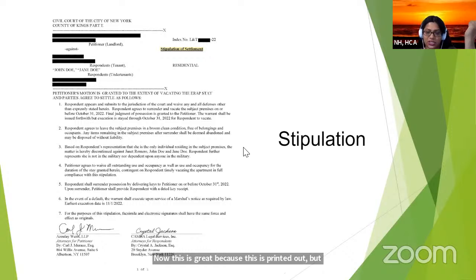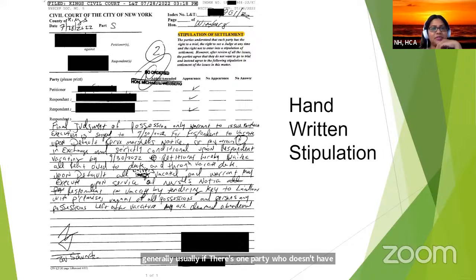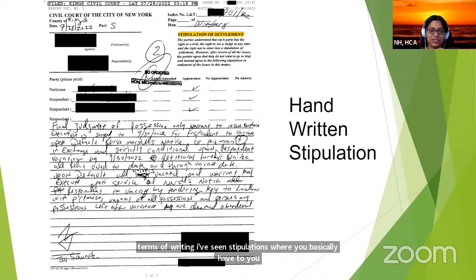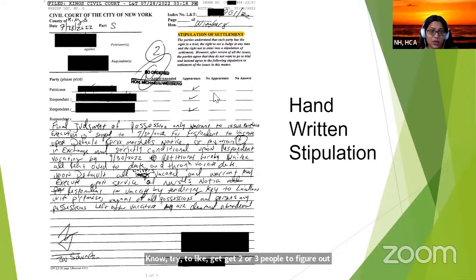Now this is great because this is printed out, but usually if there's one party who doesn't have representation, what a stipulation looks like is this. It's a handwritten one. This is not that bad in terms of writing. I've seen stipulations where you basically have to try to get 2 or 3 people to figure out what the writing says. So this is more common when there's no representation on both sides. But that's not always the case, even if 2 people have attorneys, they can just write it.